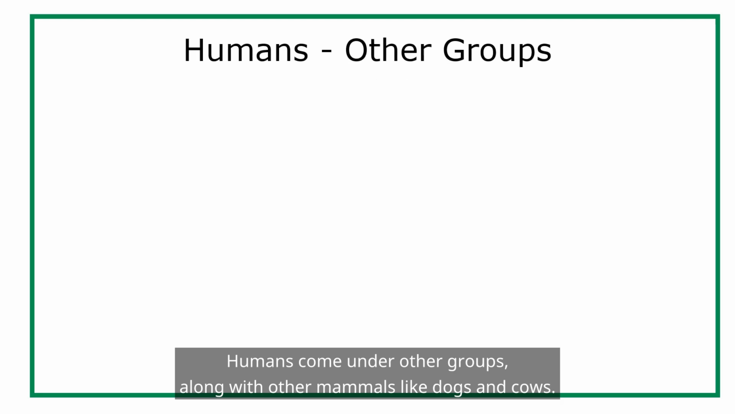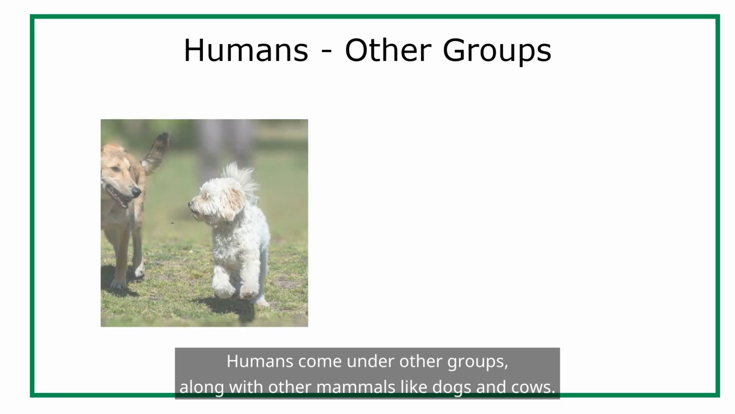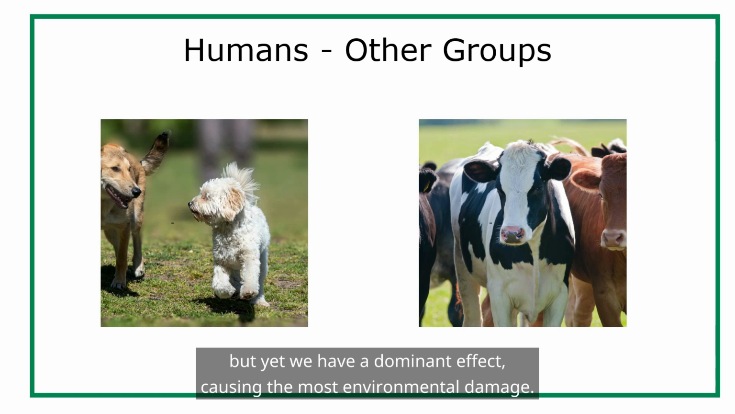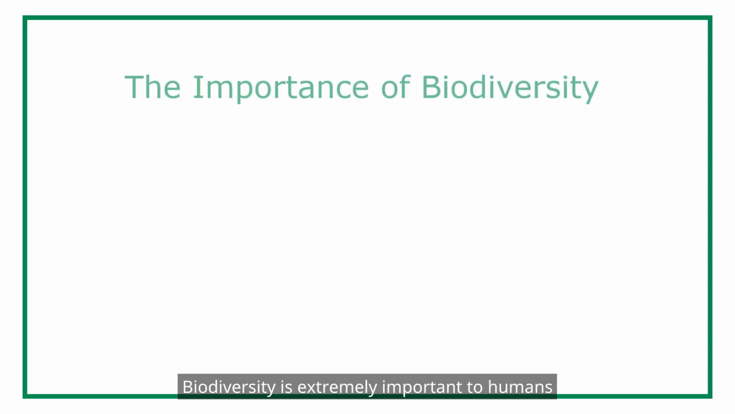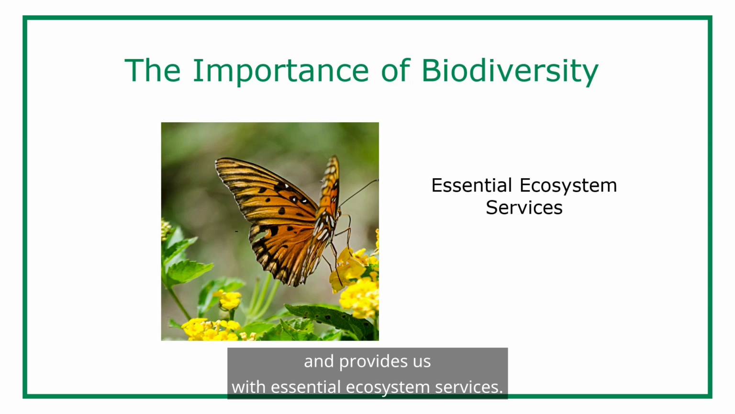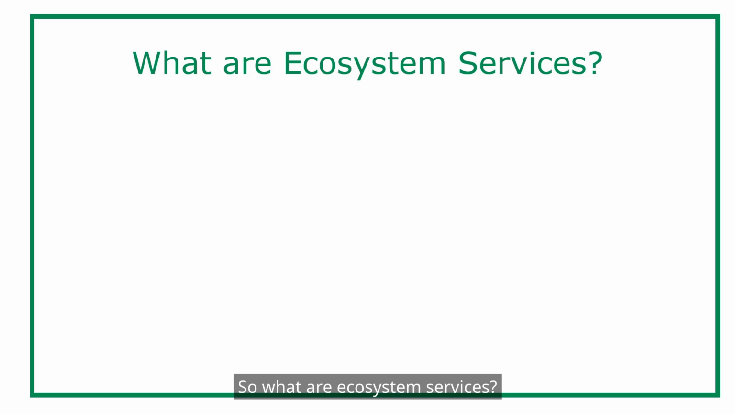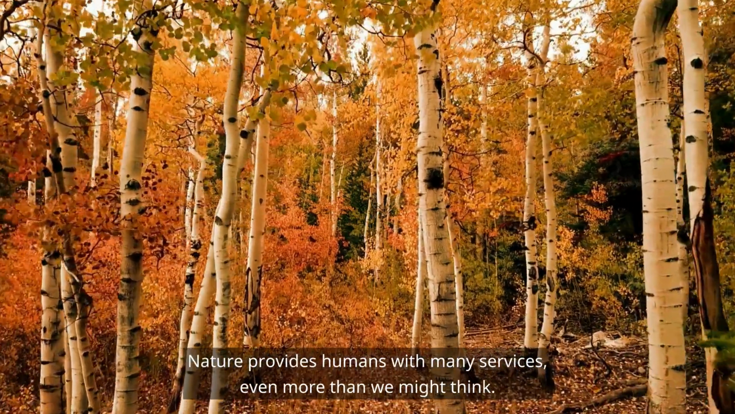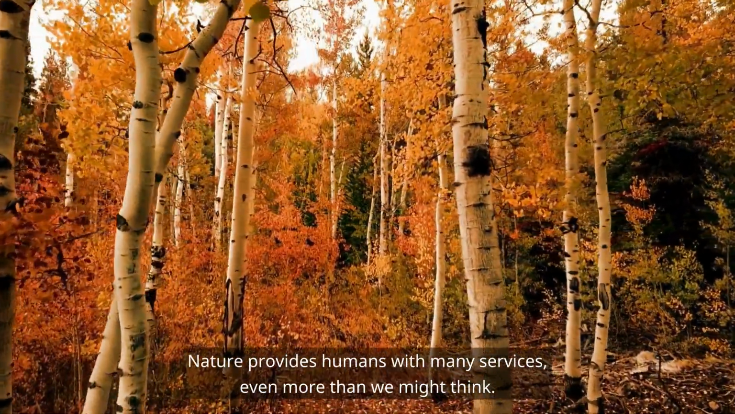Humans come under other groups, along with other mammals like dogs and cows. We make up only a tiny proportion of the total species, but yet we have a dominant effect causing the most environmental damage. Biodiversity is extremely important to humans and provides us with essential ecosystem services. So what are ecosystem services? They are defined as the benefits people derive from ecosystems. Nature provides humans with many services, even more than we might think.